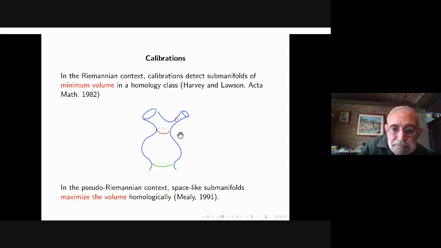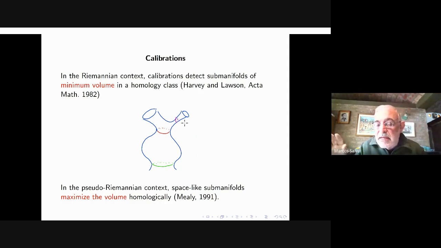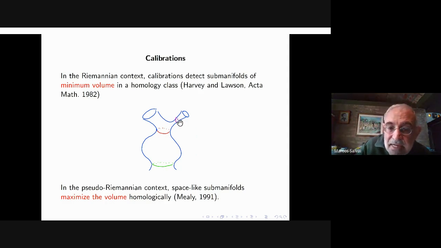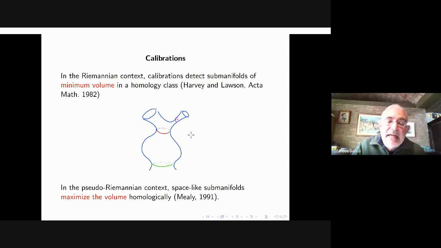And another thing, I should have drawn a circle also here, because the union of this circle, which I haven't drawn in the picture, and this one is a not connected manifold, but this union is homologous to the red one. In this case, the sum of the lengths of this and this one is bigger than the length of the red circle, and this will be detected by the calibration too.